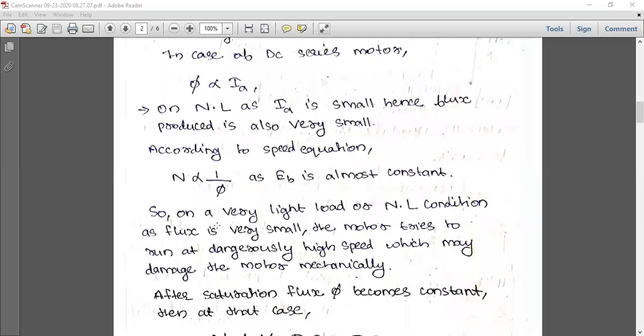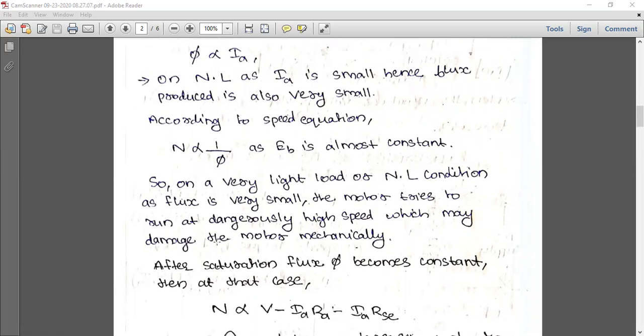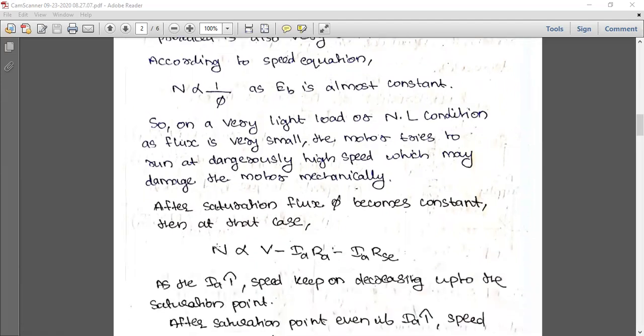When the load is very less or at no load, the armature current will be very less. In a DC series motor, the armature current is proportional to the flux, so the flux becomes very less. When the flux is very less, according to the equation N is proportional to 1 by phi, the speed will be very high. That is, the motor tries to run at dangerously high speed, which may damage the motor mechanically. That's why a DC series motor should never be started on no load. This is a very important question.